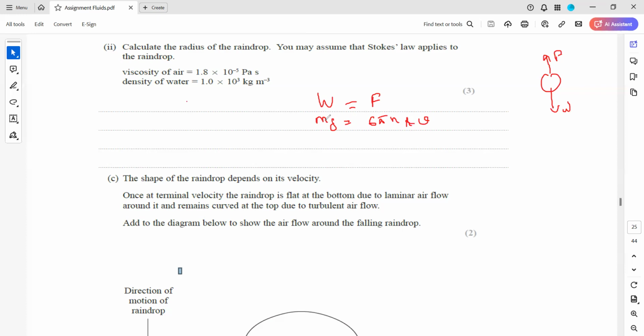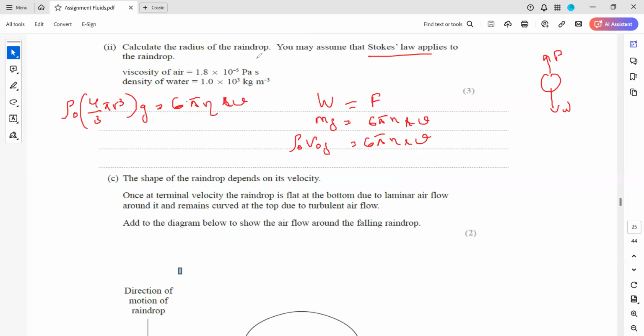What about the mass? The mass is density times volume. So this will be the density of the object, volume of object, and gravity, equal to 6 pi eta r v. What about the volume of the object? Because we apply Stokes' law, it should be a spherical object. The density is the density of water here, as it's a raindrop. The volume of the object will be 4/3 pi r cubed, times gravity, equal to 6 pi eta r v.